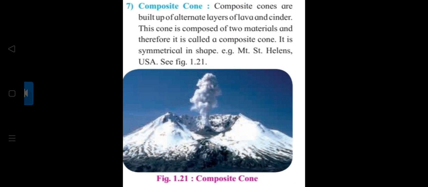Then the other one is the composite cone. Composite cones are built up of alternate layers of lava and cinder. This cone is composed of two materials, and therefore it is called a composite cone. It is symmetrical in shape. What is an example of this? Mount St. Helens, USA.